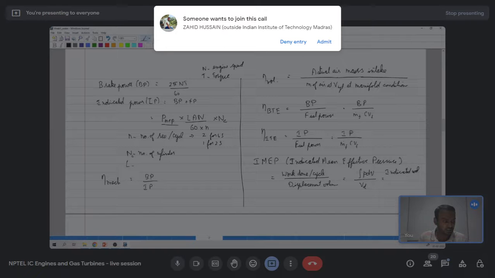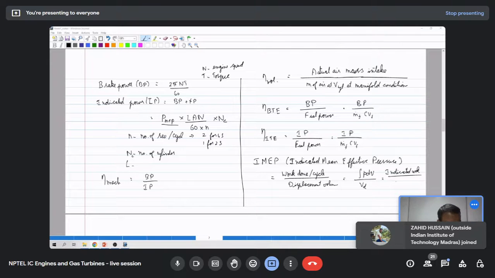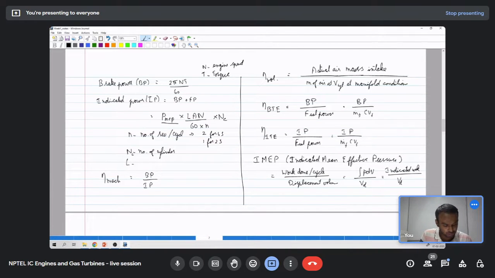As I mentioned, indicated terms relate directly to the energy transfer from the gas to the piston, and it doesn't account for the friction in the components. So now brake mean effective pressure will be brake work divided by displacement volume. Or we can also make use of the indicated power formula, PMEP into LAN by 60.